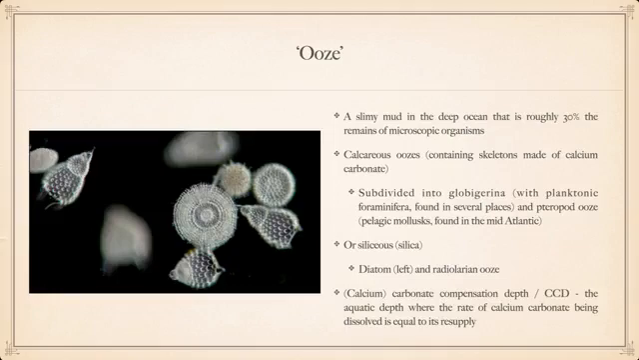Something that you may see a lot in papers or articles related to this is a term called the CCD, which is the calcium carbonate compensation depth, which basically means the aquatic depth where the rate of calcium carbonate being dissolved is equal to its resupply. So between temperature, pressure, everything else, the calcium carbonate is still being dissolved in the ocean, but at the same time, it's also being resupplied, being recycled. So the CCD is the depth where that rate is equal.